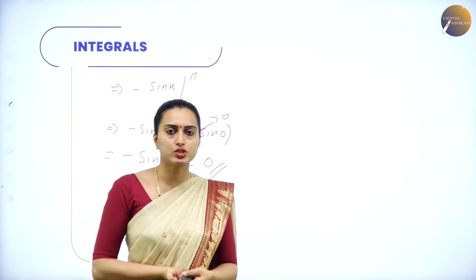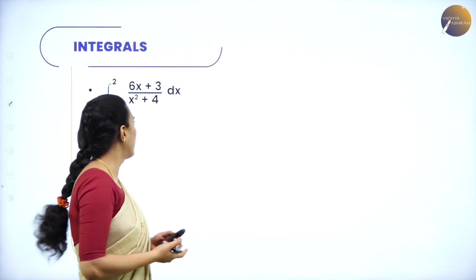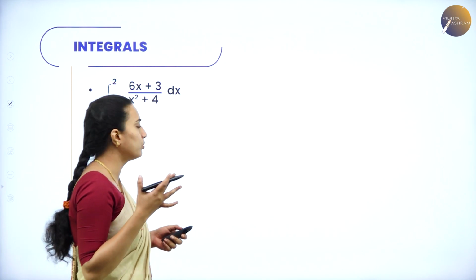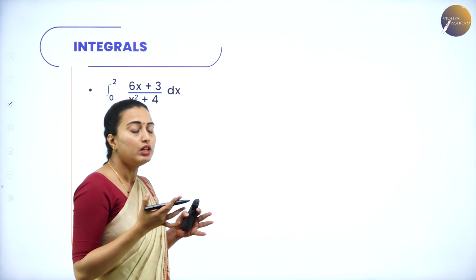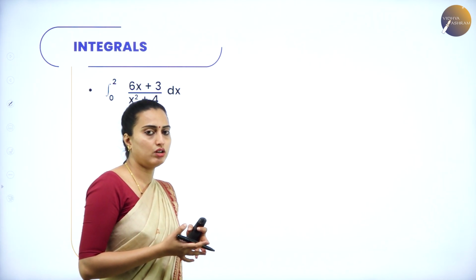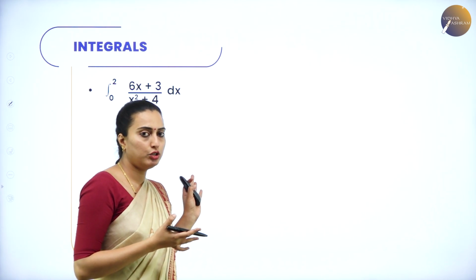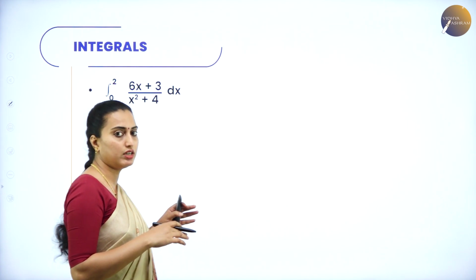I hope you understood this one. Now we'll be moving on to the next problem. What they've asked: integral 0 to 2 of (6x plus 3) divided by (x squared plus 4) dx. Now if you differentiate the denominator, you are never going to get the numerator here. So let us segregate first and then decide.